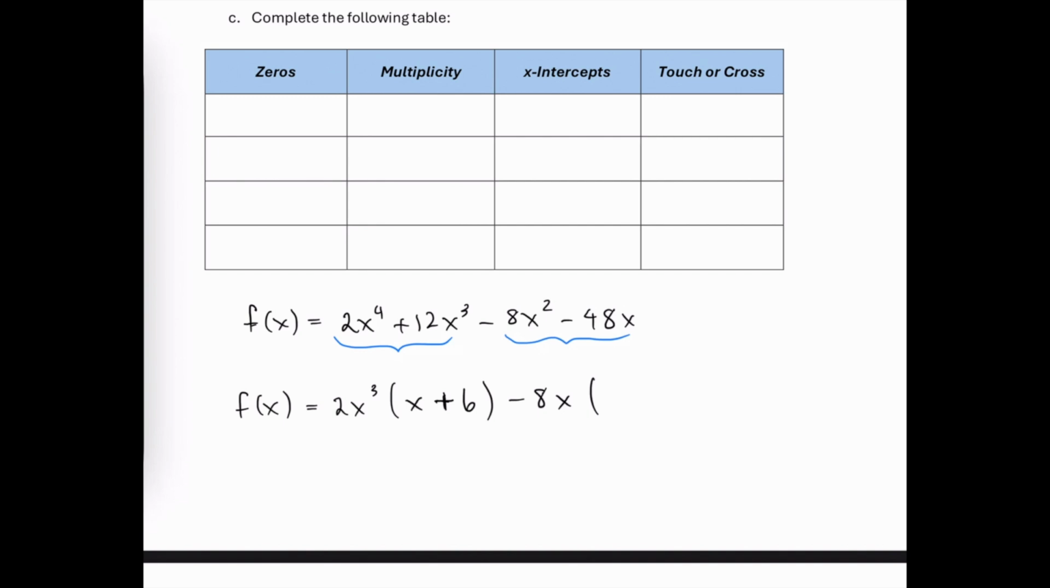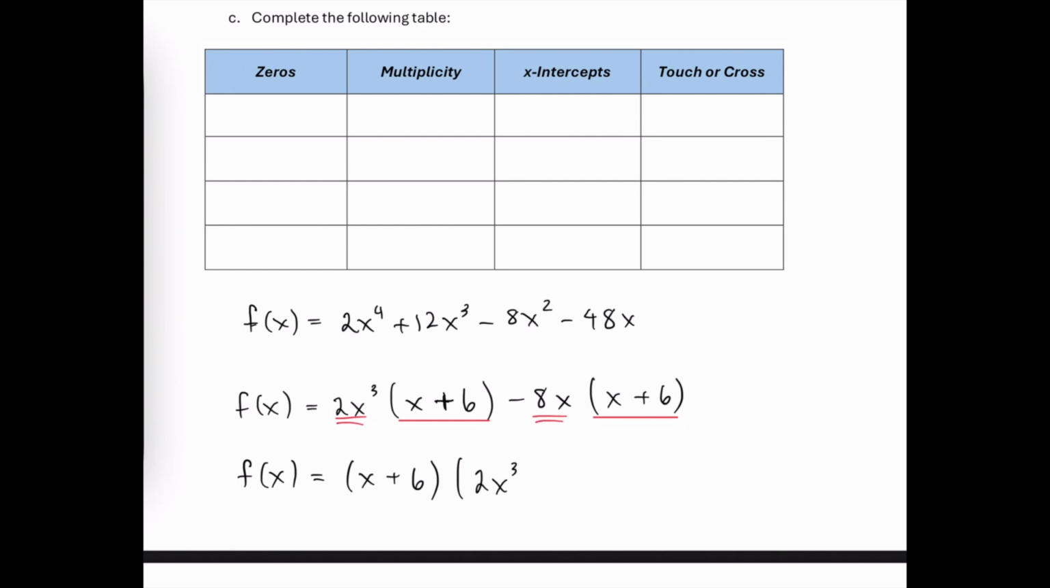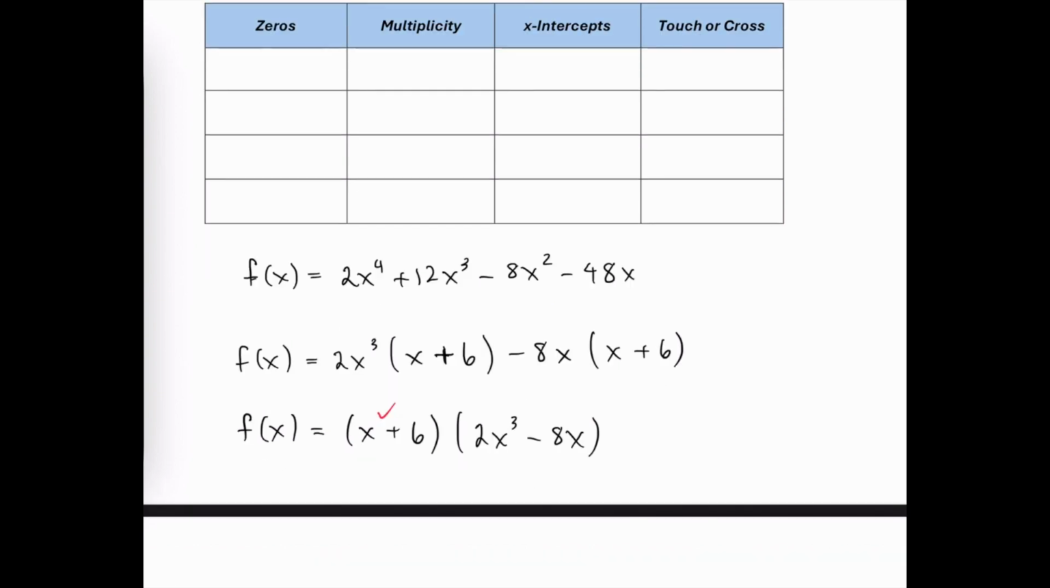We pull the negative out as well because we want to generate the same binomial from the second group as we did from the first group. So we need to pull that negative out in order to make that happen. When we factor negative 8x out of the first term, we have positive x that remains. And when we factor negative 8x out of the second term, we have positive 6 that remains. And now we can see that we do have the same binomial remaining out of both of these groups. So since both groups have the same factor, we can factor it out to get x plus 6 times the 2x cubed is what remains out of that first cluster, and negative 8x is what remains out of that second group. Now this factor is linear, so it's done.